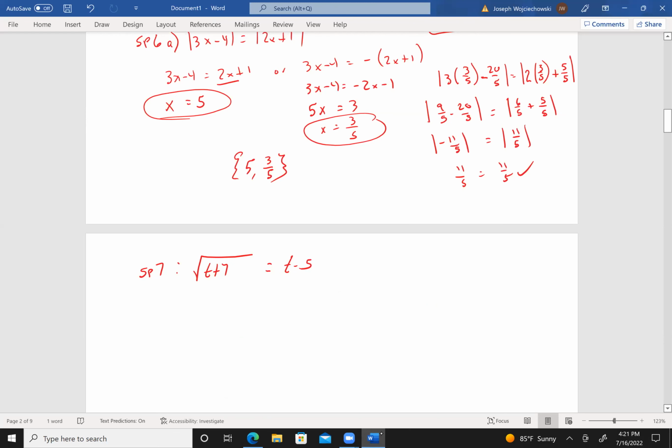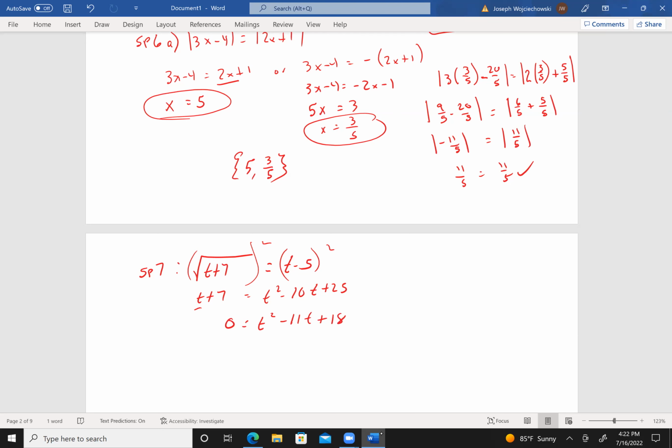So we've got the radical isolated. It's a square root, so we take both sides to the second power. We square both sides. Here I get t plus 7. Here I get t squared minus 10t plus 25. So let's go ahead and move everything over. So this is t squared. Subtract t from both sides, minus 11t. Subtract 7 from both sides, plus 18, and that equals 0.